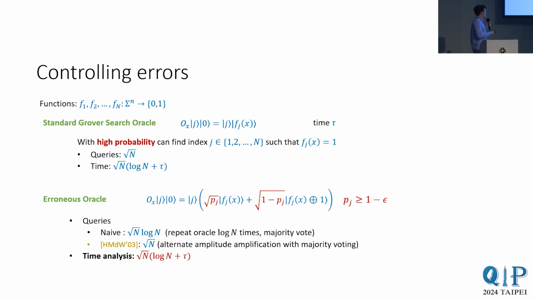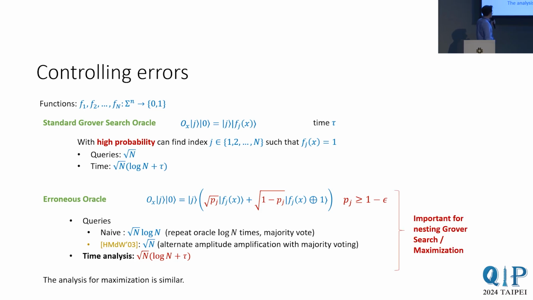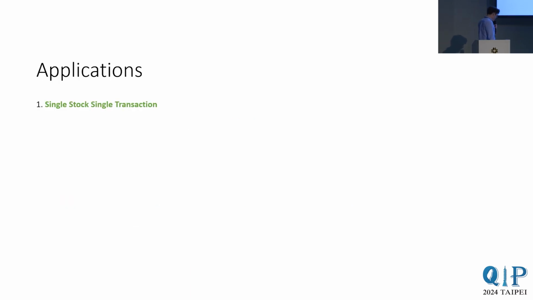And in this work, because we are talking about time complexity here, we're also doing the time analysis, and it turns out square root n times the sum of log n plus tau time is also enough to solve this problem. And I should mention the analysis for the maximization or the minimization is very similar here. I only show you the search case here. After we have this result, it's very important to list the Grover search and the maximization. So perfectly, we can control our errors here. And after bypassing these challenges, we can give our algorithms.